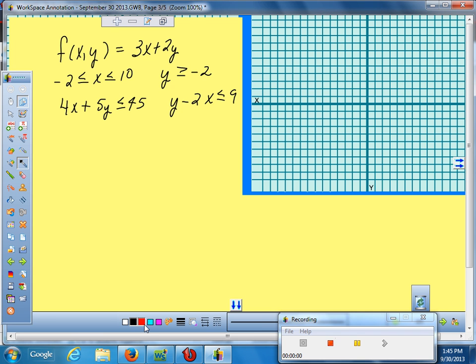So, if I'm going to graph this, and it's saying x has to fall between negative 2 and 10, that means I've got a vertical line at negative 2 and a vertical line at 10. So, we're literally going to go put vertical lines at each of those numbers. Negative 2 and 10.